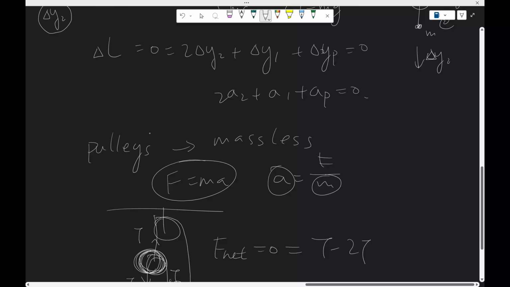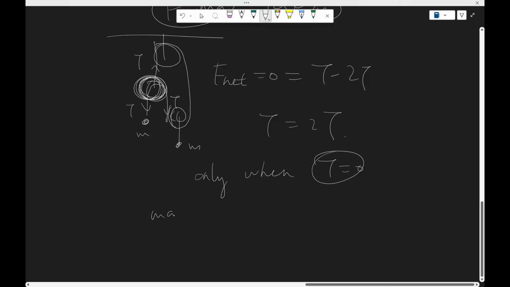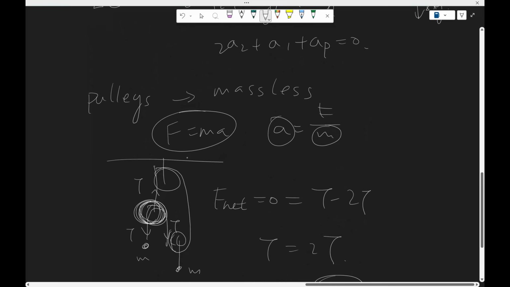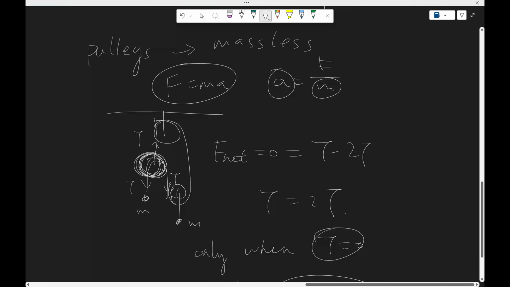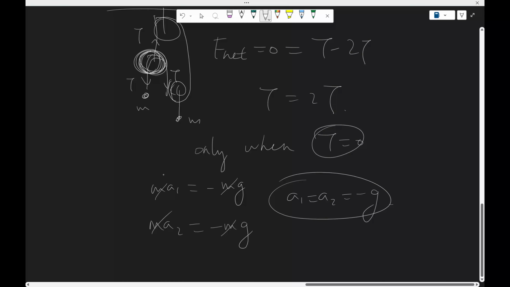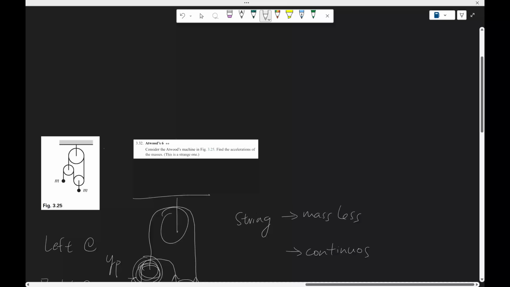And so then if we plug that back into the equation here, we get ma1 equals negative mg, and ma2 equals negative mg. Cancel m out. We have a1 equals a2 equals negative g. And so these two masses are essentially in free fall. So they're just falling down under gravity. And that is our answer to exercise 3.32, and that is quite a strange answer.